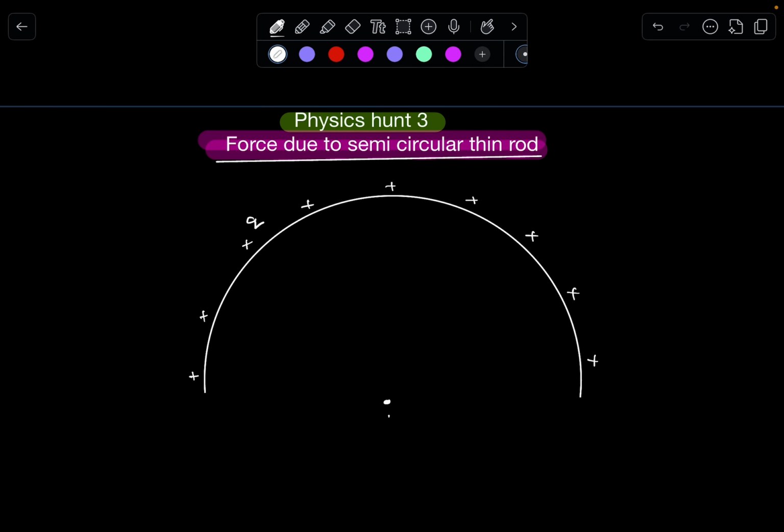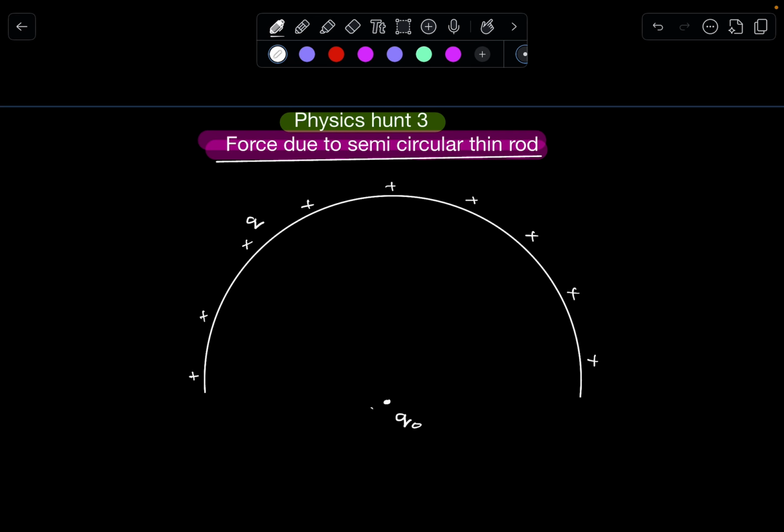So this will be the center. Now we are going to calculate force due to a semicircular thin rod, right? Let's say, for example, I'm taking a test charge which is located exactly at the center. The test charge, let us assume Q naught. Yes, the test charge I'm taking Q naught, which is located at the center. Now we are going to calculate the electric force, correct or not?